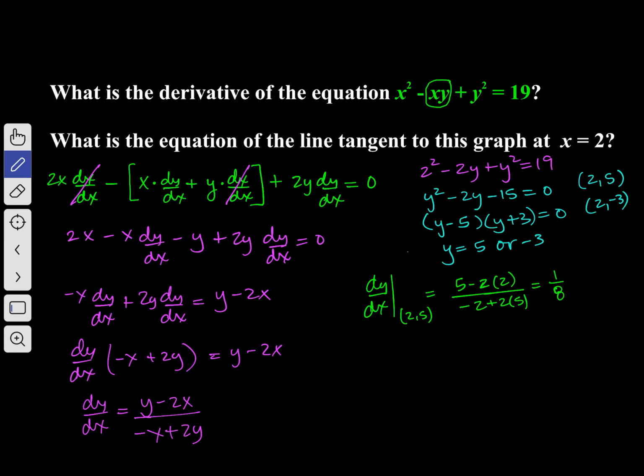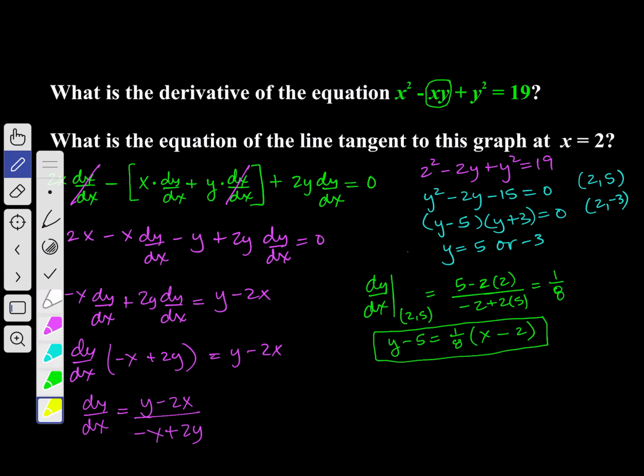If I wanted to find an equation of a tangent line, y minus y1 is equal to m times x minus x1. And that is done. That's one of the tangent lines. Now let's find the other one.